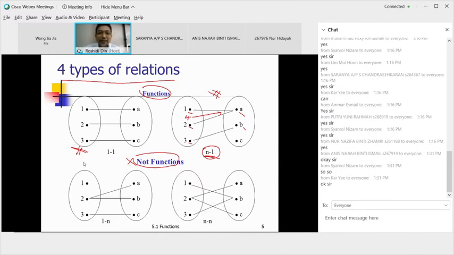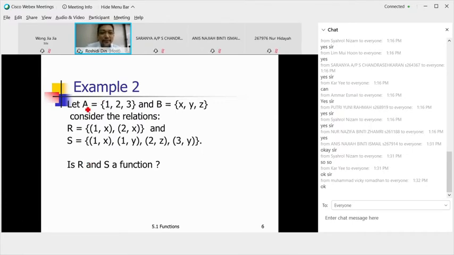Okay, now we move to the next idea, next example. Second example: given to you A is 1, 2, 3, and B is X, Y, Z. Please consider this relation and this relation. Which one is a function? R: 1 maps to X, 2 maps to X. S: 1 maps to X, 1 maps to Y, 2 maps to Z, 3 maps to Y. In order to identify function or not, look at the first element, the first one.